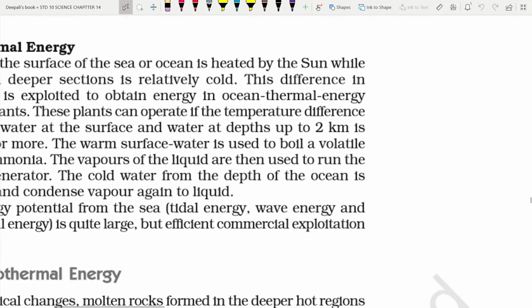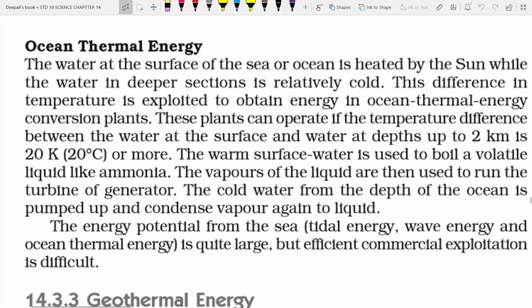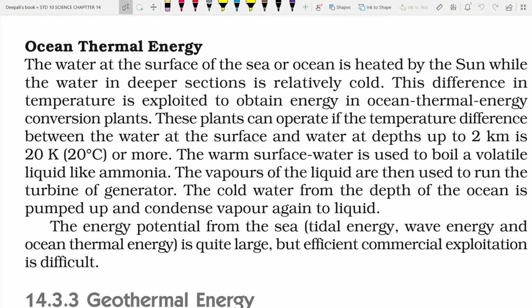In ocean thermal energy, the water at the surface of the sea or ocean is heated by the sun while the water in the deeper section is relatively cold. This difference in temperature is made use of in this technique. So this temperature difference is exploited to obtain energy in an ocean thermal energy conversion plant.